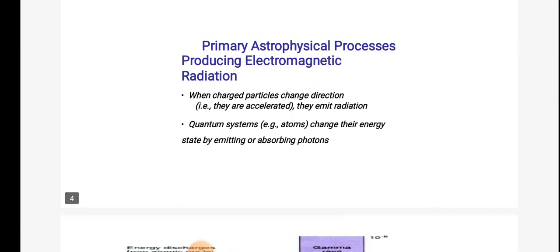In this video, we are going to discuss the intensity of electromagnetic waves. Now let us see the primary astrophysical processes producing electromagnetic radiation. When charged particles change direction, that is, when they are accelerated, they emit radiation. Quantum systems, for example atoms, change their energy state by emitting or absorbing photons.